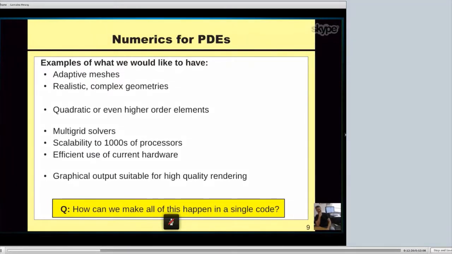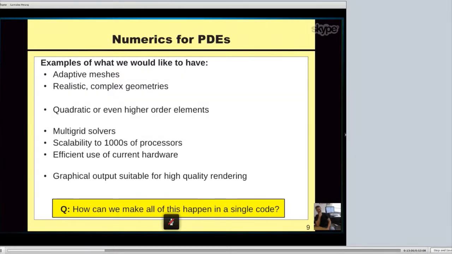Then we know today that if you use just the lowest order finite elements, for example, or the lowest order finite difference stencils, that might give you a solution, but that solution is not very accurate. And we know that if you use higher order methods, that you can get a much more accurate solution in the same amount of time for the same computational effort. So you would want to use, for example, quadratic finite elements, or even higher order elements. Now, that gives you a linear system, and so in order to solve the linear system, you would want to use something like multigrid.